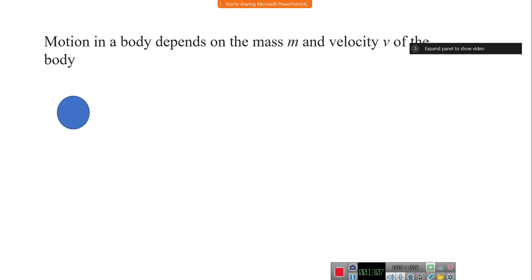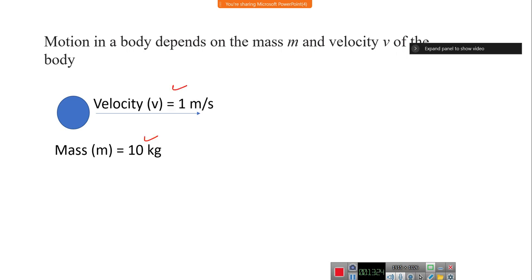Let's say there is an object whose mass is 10 kg and which is moving with a velocity of, let's say, 1 meter per second. So be with me here. The mass is 10 kg and the velocity is 1 meter per second, right?